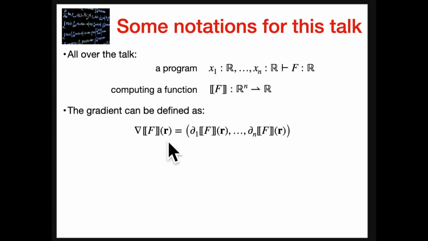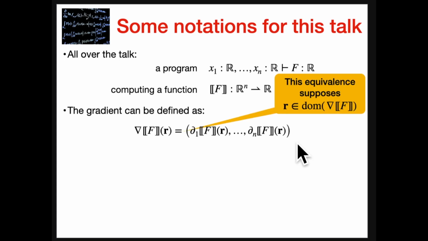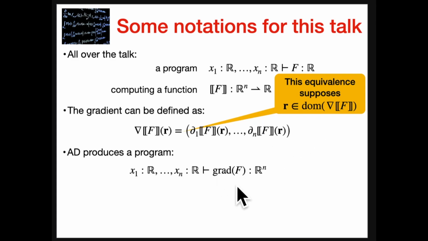Given a vector r of inputs, the gradient of f at r will be given as the vector of the partial derivatives of f, supposing that actually r belongs to the differentiability domain of the function. The program grad f given by AD is then a program having the same inputs as the original one, but as outputs it returns a tuple, which soundness should prove to be equivalent to this vector of partial derivatives.